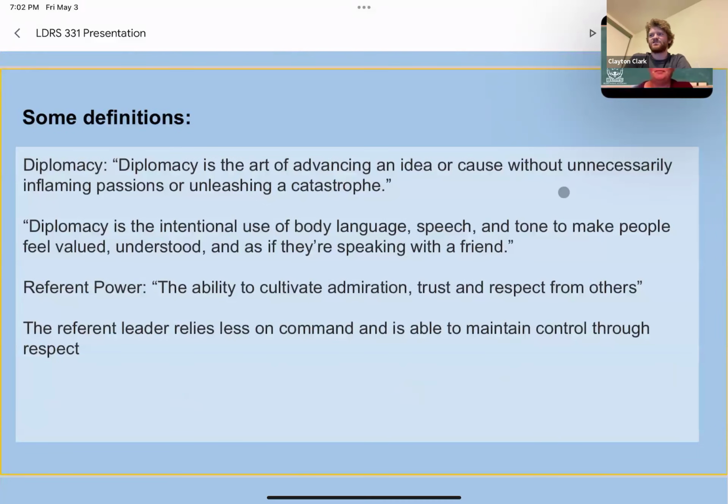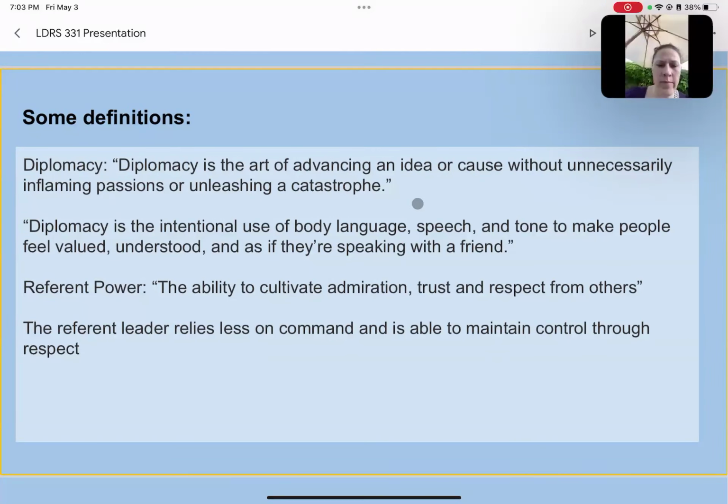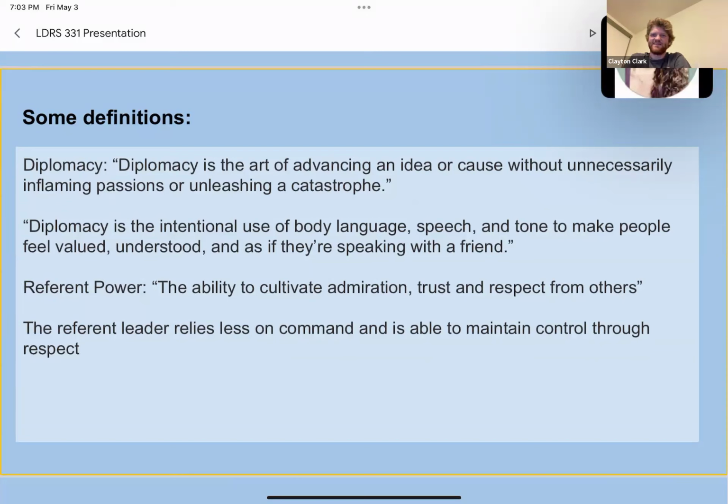So, some definitions to get us started. I really like this definition of diplomacy right here. I got it off the web. It says diplomacy is the art of advancing an idea or cause without unnecessarily inflaming passions or unleashing a catastrophe.